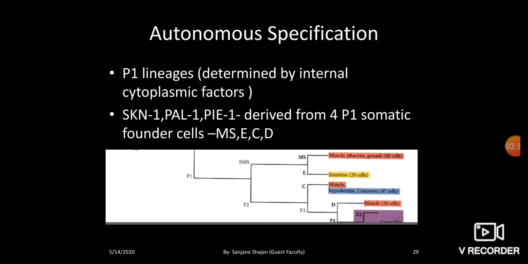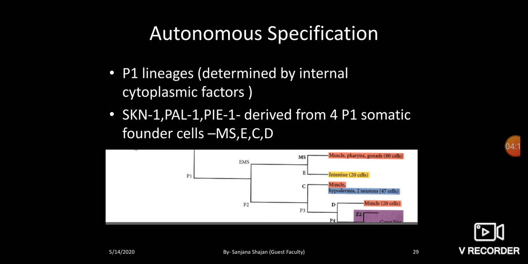Now coming to the details of autonomous specification. The P1 lineages are autonomous, and the cell fates are determined by internal cytoplasmic factors. Before going into those factors, I want to remind you that all the transcription factors are given in capital letters, whereas the genes are always written in small letters but italicized, and the proteins are always in small letters. This is the way it is supposed to be written, so that it's easy for you not to get confused between the genes, the transcription factors, and the proteins.